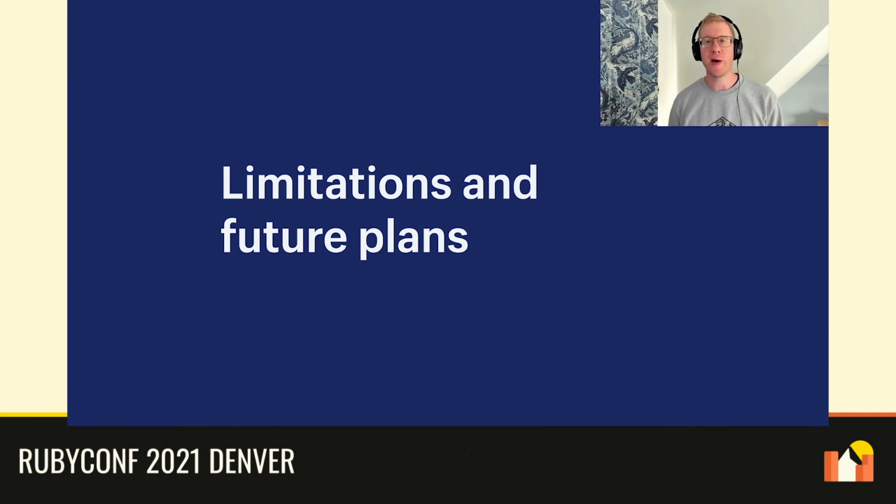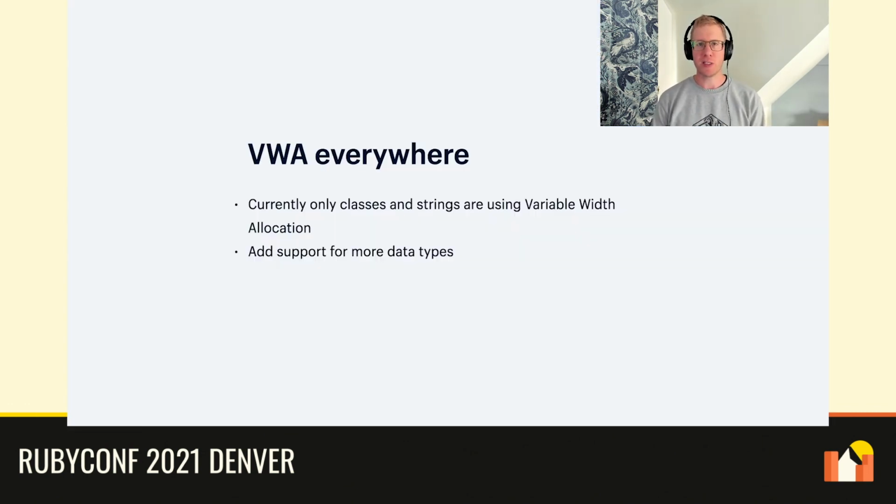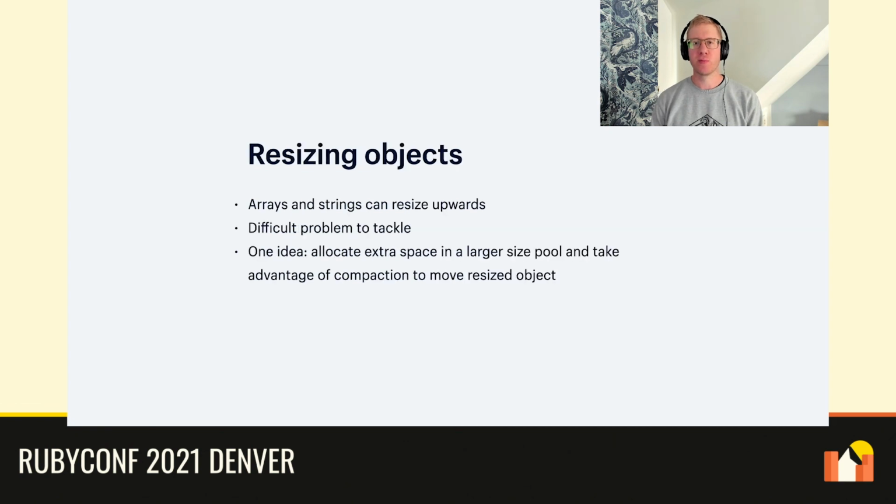The first issue to talk about is increasing coverage. Currently, only classes and strings are taking advantage of the benefits of VWA. In order to see an even larger performance improvements, we need to have as many object types as possible using it. Next up is resizing.